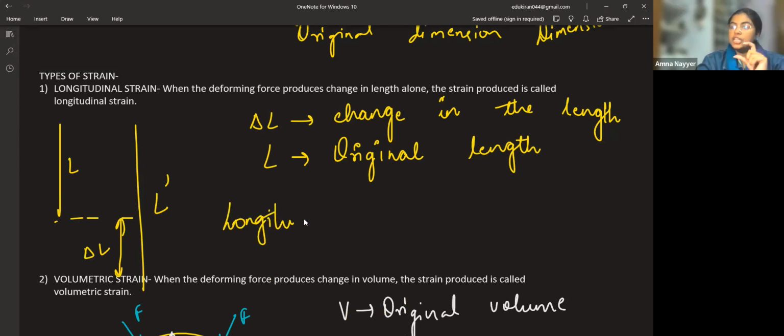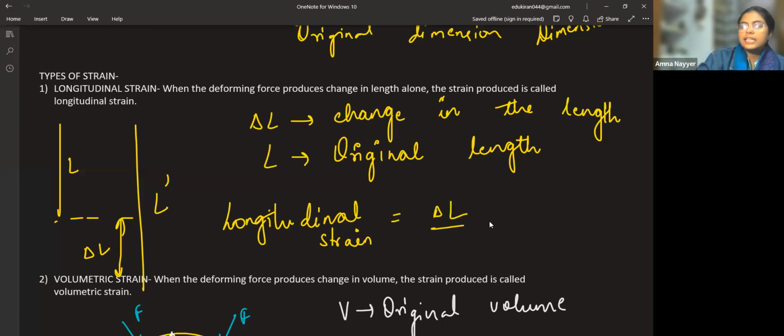So longitudinal strain means the dimension that is being changed is length. Longitudinal strain means the change in dimension is change in length. So what did I tell you? Change in dimension by the original dimension. So change in length by original length. What is the change in length that has occurred? Initially it was just L. Now it is L dash. So the change is this delta L, which is the extra portion. So this is delta L by original length. Original length is capital L. So this is the formula.